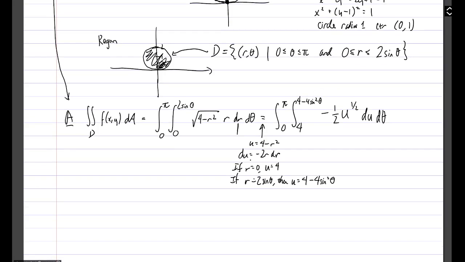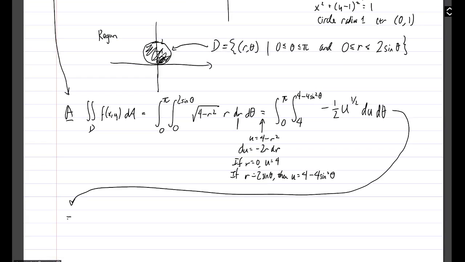Okay, so then this integral here ends up equaling the integral from 0 to pi. Now this integral's nice to do, right? Because we just have to integrate u to the 1/2, so it'll be u to the 3/2 over 3/2. So here we go. Copy the negative 1/2 that's there. You've got u to the 3/2 over 3/2, which we need to evaluate at u equal to 4 minus 4 sine squared theta, and u equal to 4, and there's still a d theta to copy at the end.